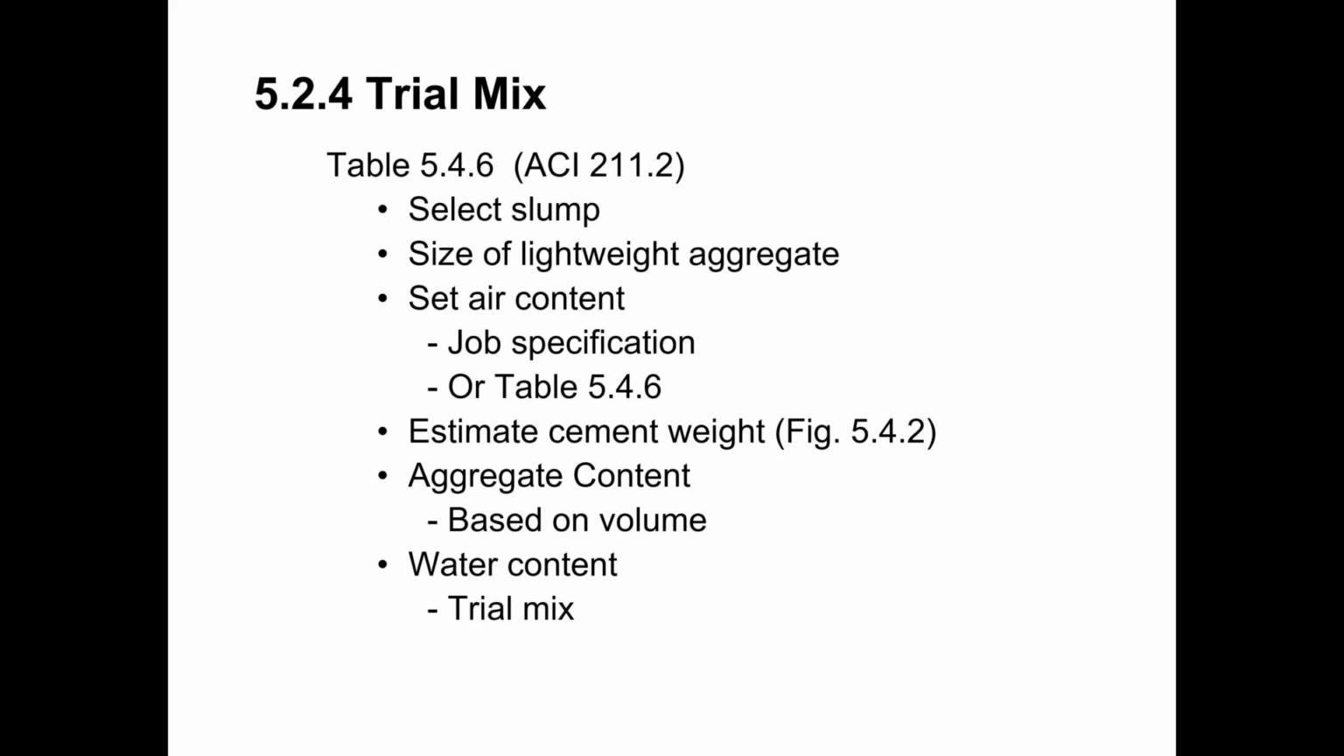So once we've gone through selecting our slump and the size of our lightweight aggregate, next we need to look at our air content. Air content can be established either based on the project specification or by using the tables from ACI 211.2. Either way, we need to establish our target air content at this point.